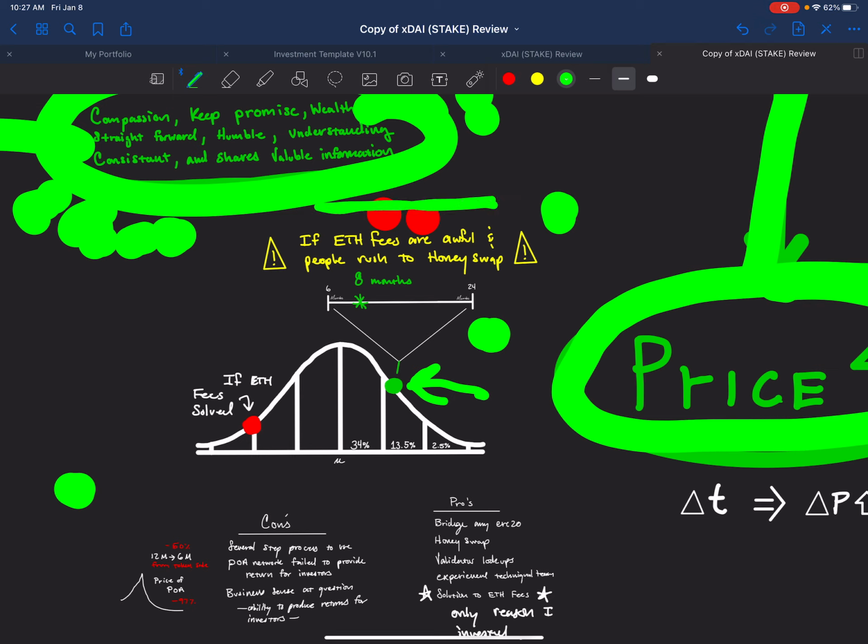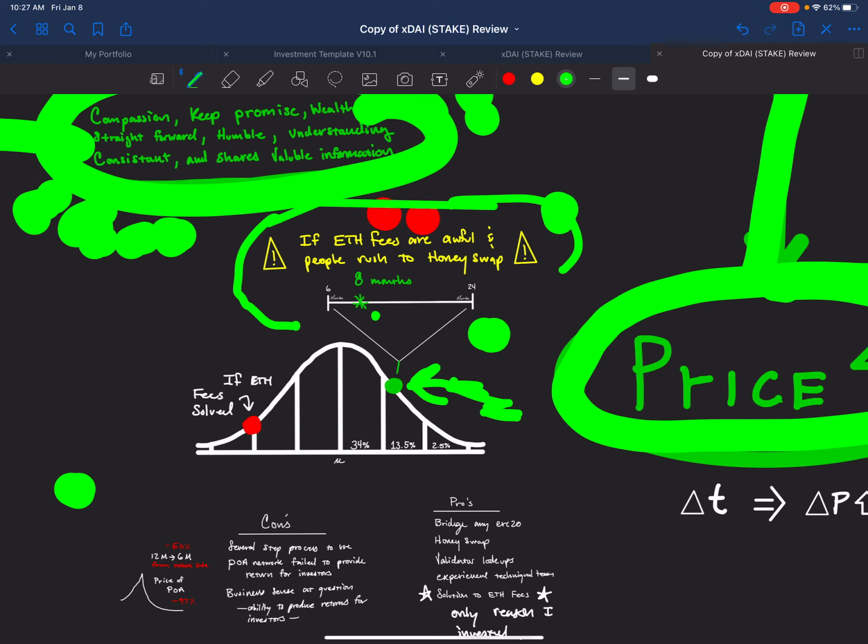So if Ethereum fees are awful and people rush into HoneySwap, this result will happen, in my opinion. So that's what you want to look for. High Ethereum fees causing people to jump ship into HoneySwap. And if that is the case, then this will be a very high performer in the next 8 months. And that's why I'm holding it.